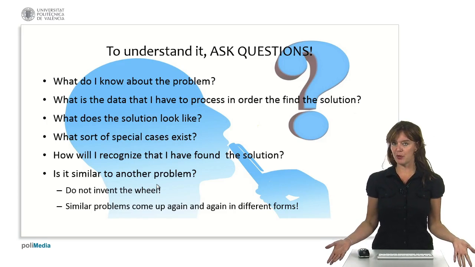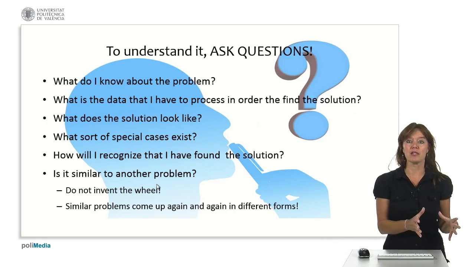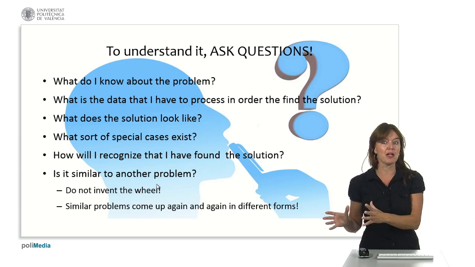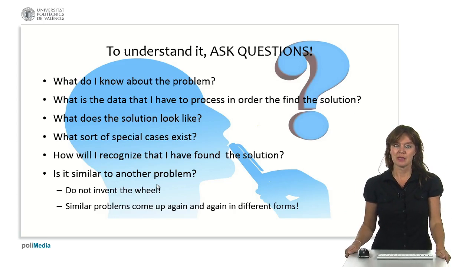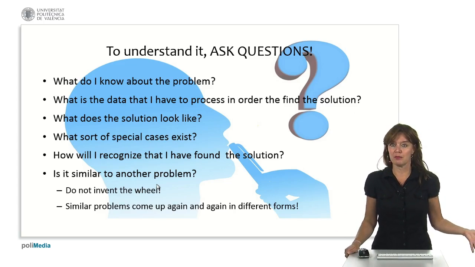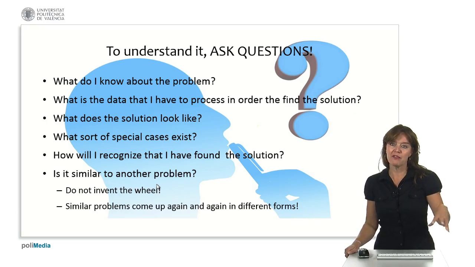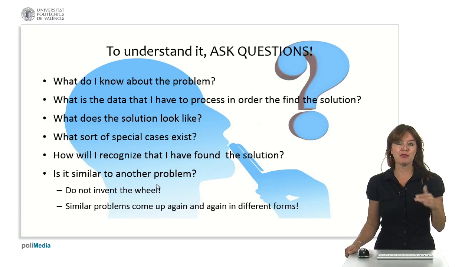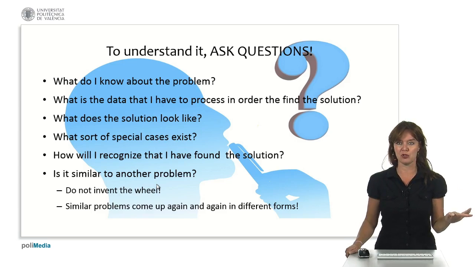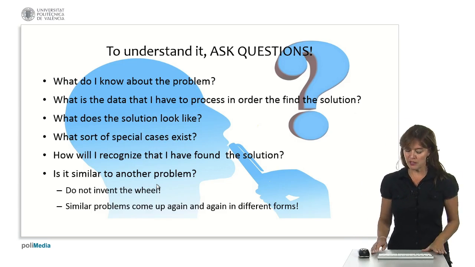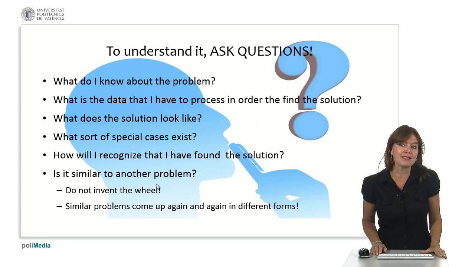And are there any sort of special cases? Is the solution maybe obvious in some scenarios and less obvious in the other scenarios? And how do I recognize when I found a solution? And is there a similar problem? It's very important that you don't reinvent the wheel all the time because problems come in different forms. So if we have a problem, first we can see if maybe it's some problem that we already solved before and we can use that solution and we don't have to reinvent the wheel. So to understand something, ask questions. So when we understand what we need to solve, we need to write an algorithm.